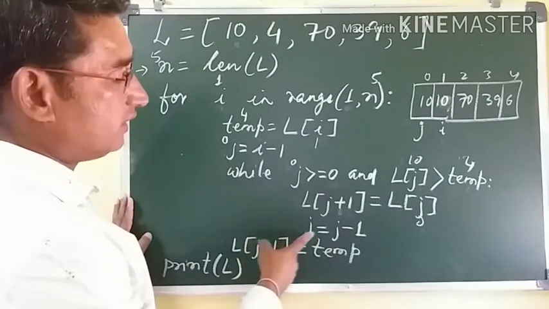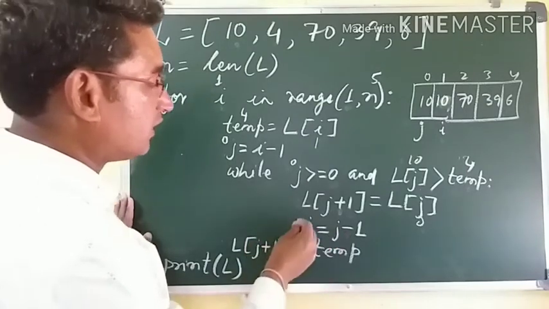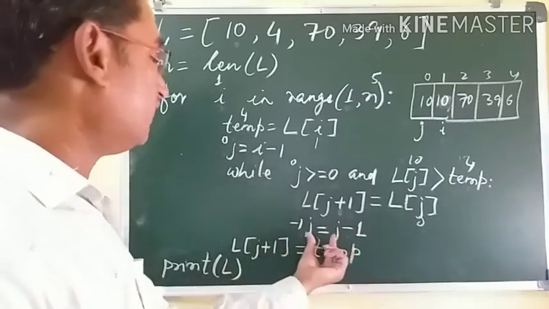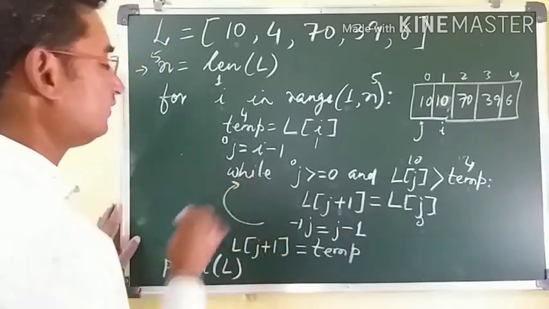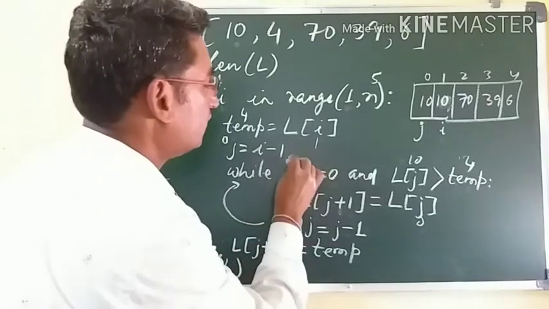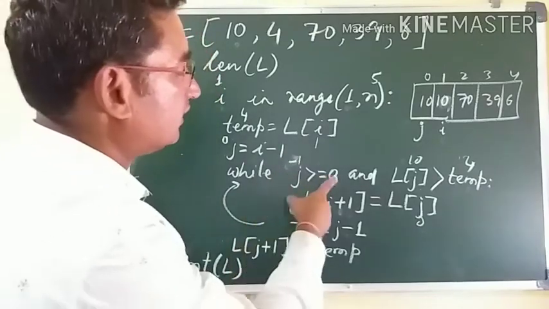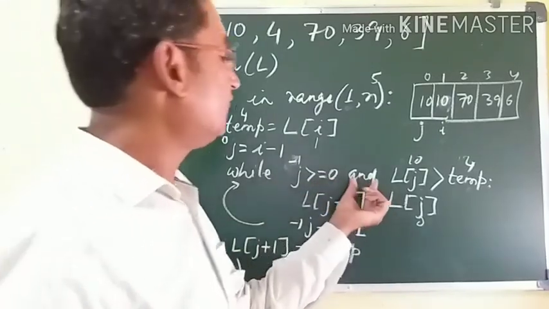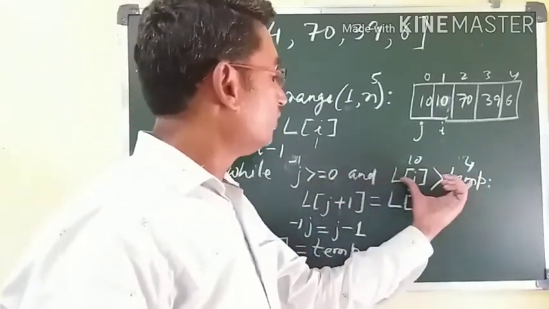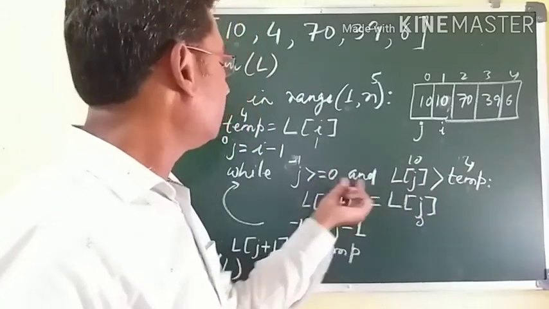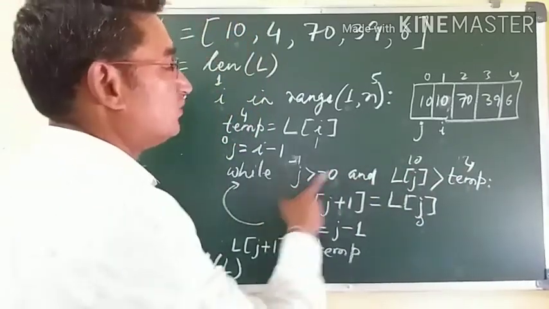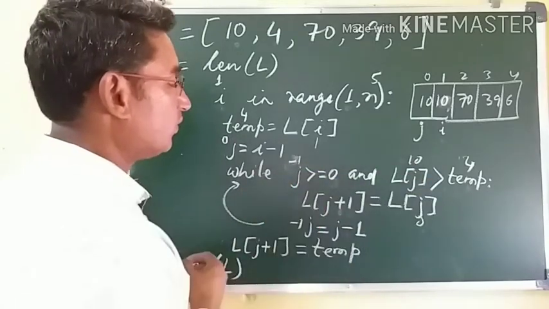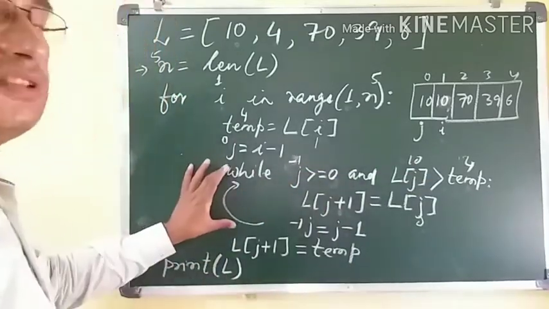Now the value of J equals J minus 1. The value of J becomes minus 1 here, meaning 0 minus 1 is minus 1, and it will come again to this loop. The value of J is minus 1 here. Minus 1 greater than or equal to 0 is false. If it is true but there is an AND here, and any one is false, then the whole condition becomes false. In this case, it means it will come out of this loop.